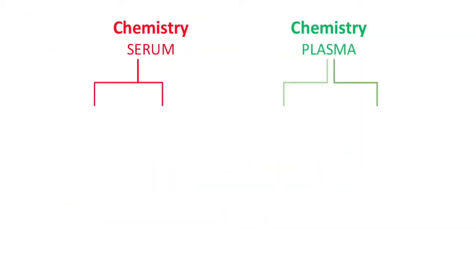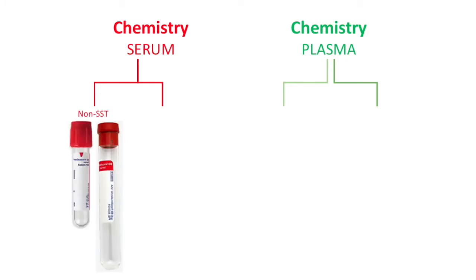We have 2 types of chemistry tubes here. We have a serum and a plasma sample. We'll start with our serums. We have our non-SST. SST stands for serum separating tube. So these are the tubes that do not separate serum. They do allow the blood to clot. We have our glass red non-additive tube, which will allow the blood to clot in about 30 to 60 minutes. And we have our plastic clot activating tube, which is a little bit quicker. Our blood will clot in about 30 minutes or so.